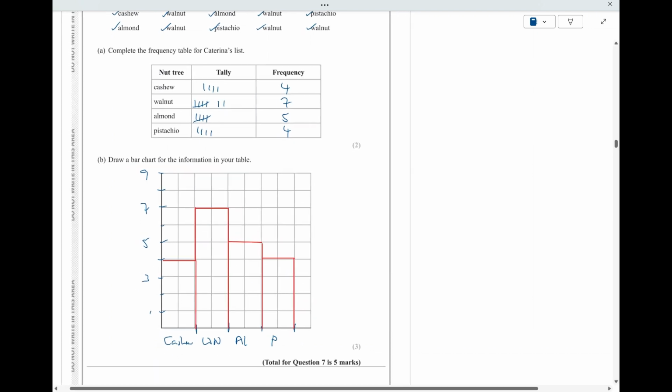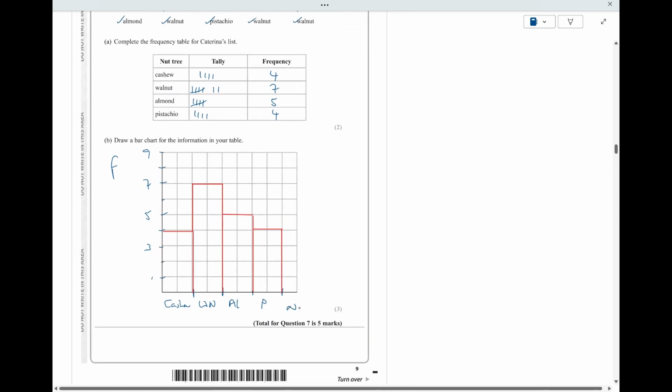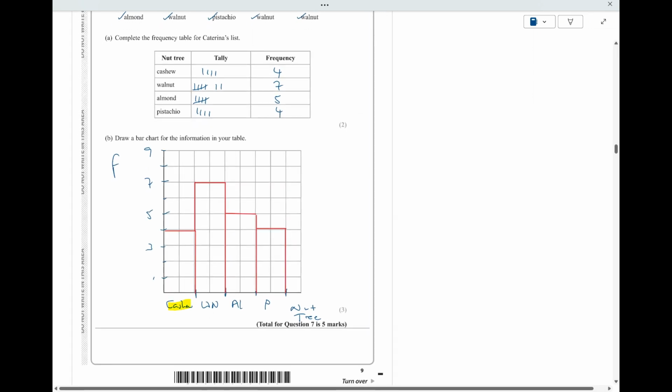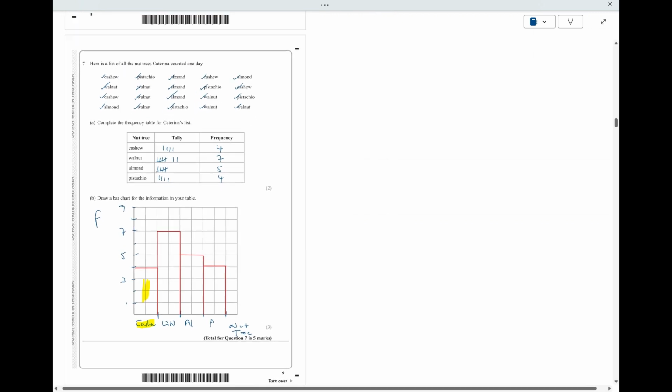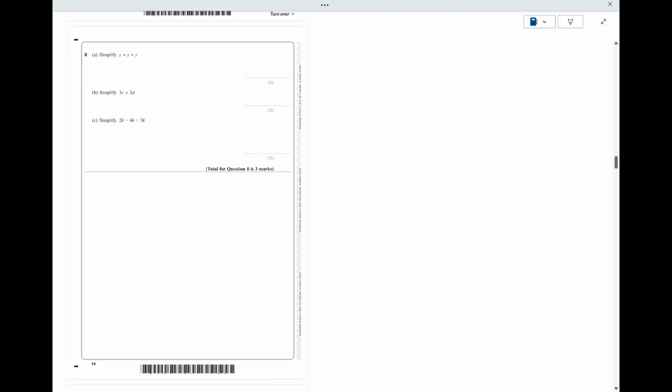And I'm just trying to think what else I could do. I could label this frequency. And I could label this axis nut tree, the type of tree. Okay. If you want to, you can put these labels inside the bars. And if you want to, it doesn't matter if you have gaps between your bars either. Okay, that's question 7.